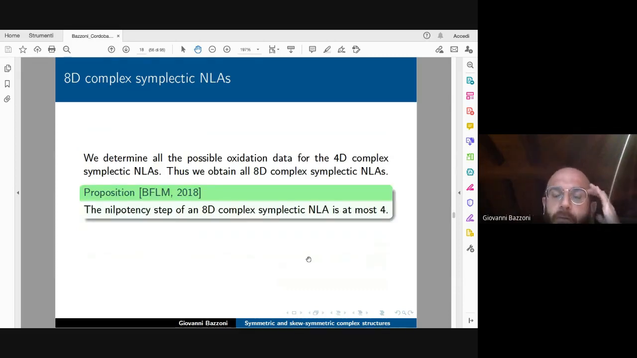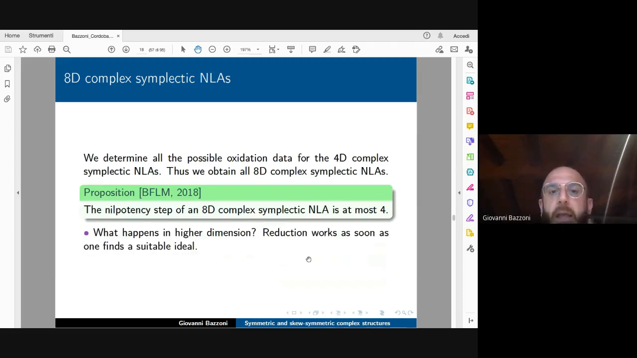And as a byproduct of our analysis, we see that the nilpotency step of such an 8-dimensional nilpotent Lie algebra with a complex symplectic structure is at most 4. Okay, so this says that the presence of a complex symplectic structure in a dimension constrains, or puts a limit to, the length of the ascending central series. It could be 7 in principle in dimension 8, but if you have a complex symplectic structure, you are at most 4.